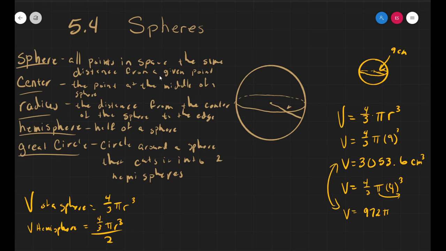For my money, both of these are the same statement. They're both talking about the same number, so I'm fine with either one of these. 972 pi centimeters cubed. Sorry, I forgot my units.